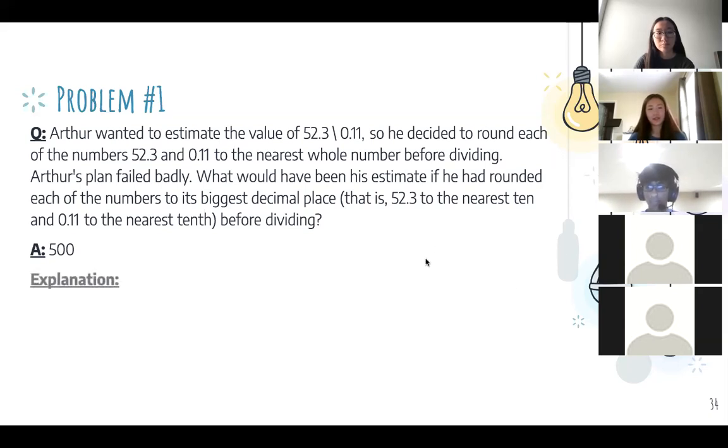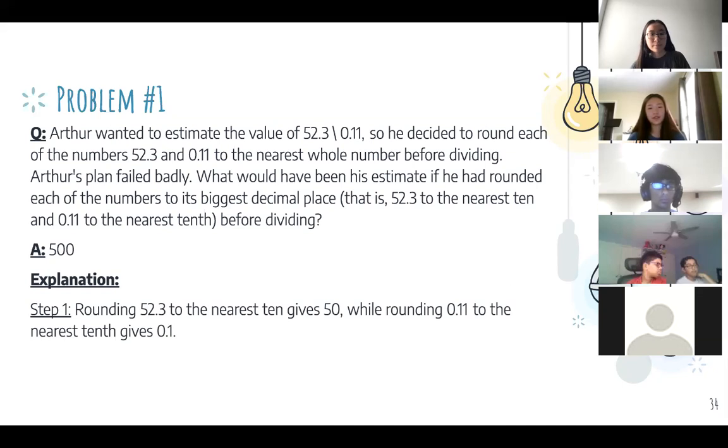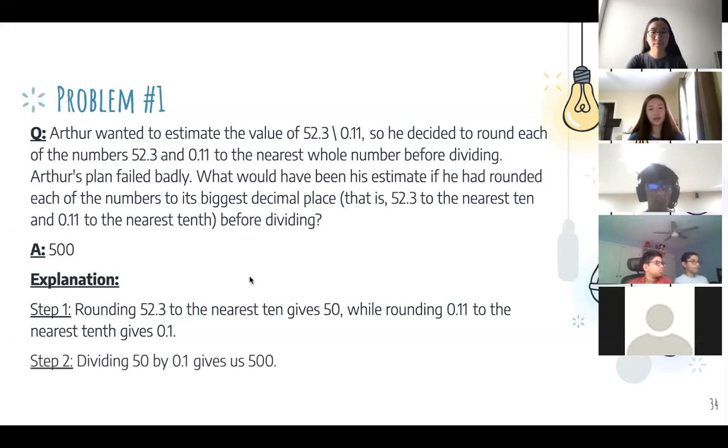This is because you first have to round 52.3 to the nearest 10. So the nearest 10 is going to be the 5 on the very left. That gives us 50 since 2 is less than 5. And then if you round 0.11 to the nearest 10th, that gives us 0.1. So if we divide 50 by 0.1, then that gives us 500.